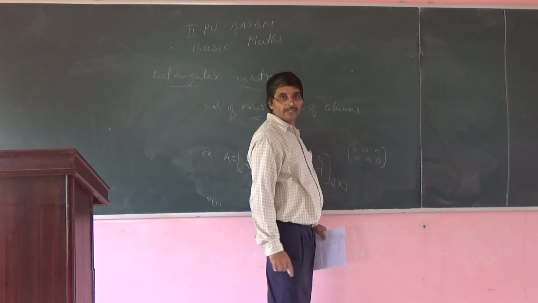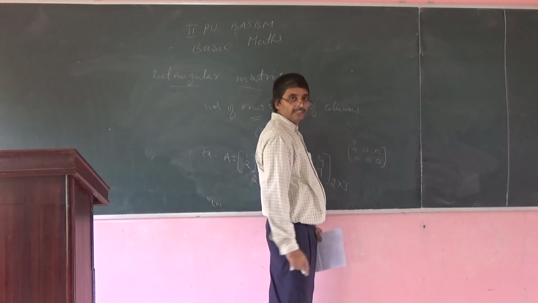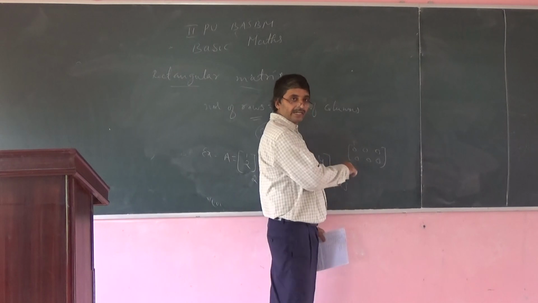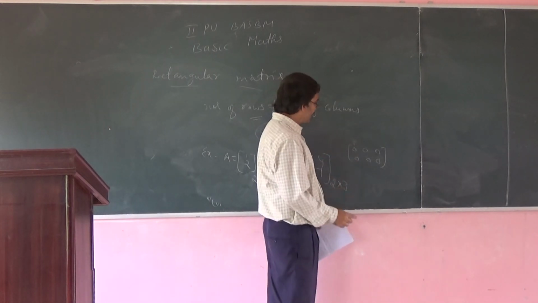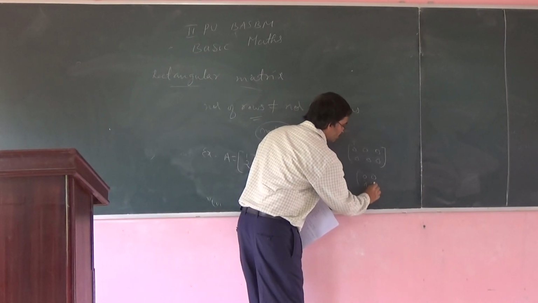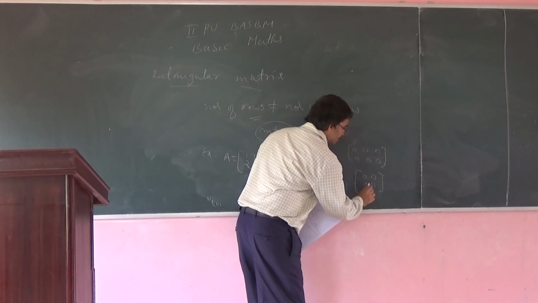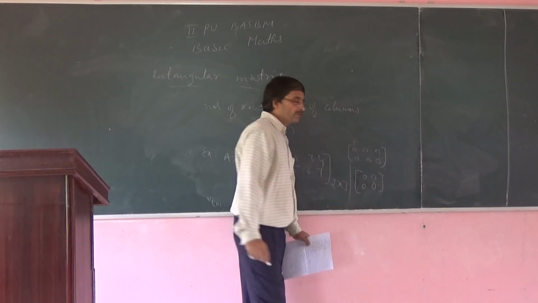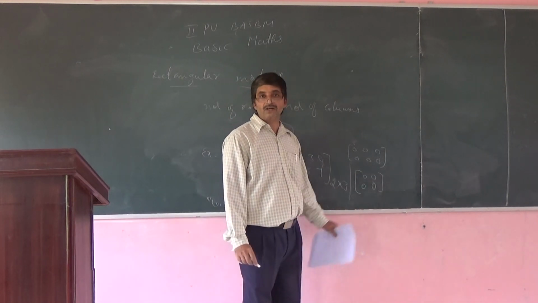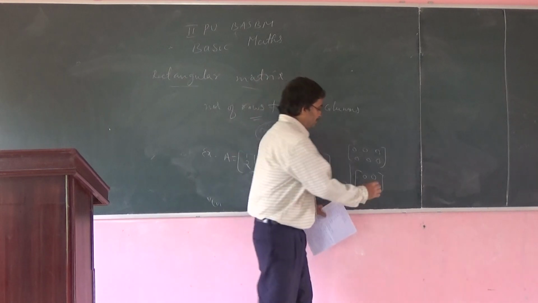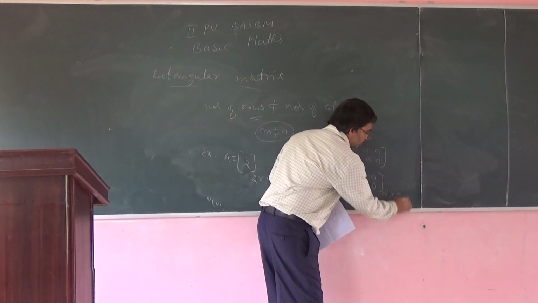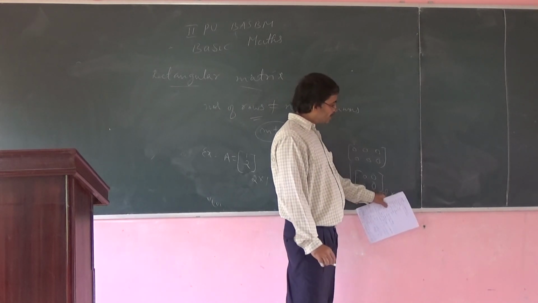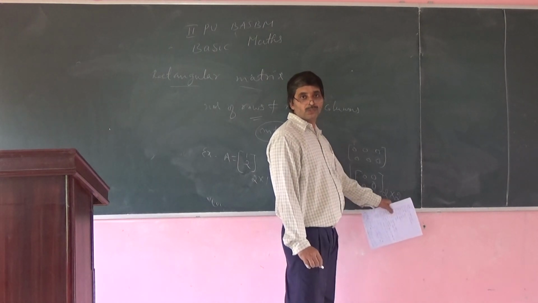Also a rectangular matrix. In this example, 0, 0, 0, 0, 0, 0. It is a null matrix, but this null matrix is also a rectangular matrix. On the other hand, if you consider 0, 0, 0, 0, 0, 0, 0 like this, it is not a rectangular matrix. What is the reason? It is of order 2. Number of rows is equal to 2, number of columns equal to 2. So it is 2 cross 2.